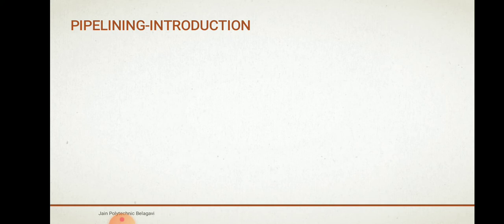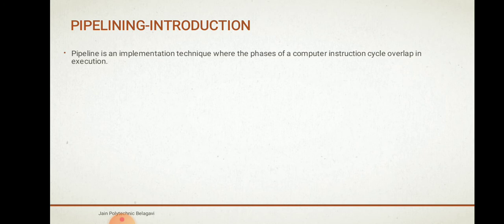Now let us go through what is pipelining, that is, the introduction to pipelining. Pipeline is an implementation technique where phases of a computer instruction cycle overlap in execution. As we know, there are various phases of a computer instruction. Whenever an instruction is executed, it is executed in a number of phases. Those three phases are fetch, decode, and execute. These three phases are usually executed one by one. That is, the instruction will be fetched, then decoded. After decoding, it will then be executed.